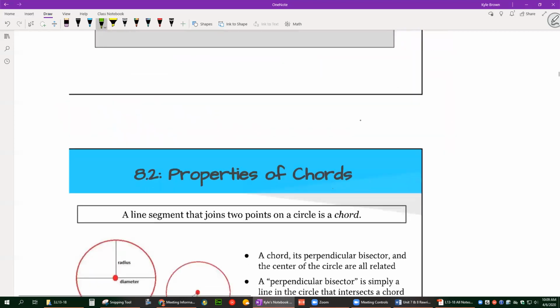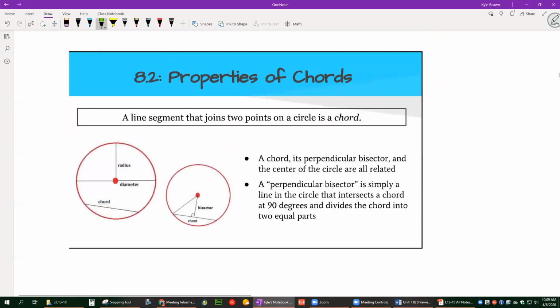All right, 8.2. Okay, so a few new terms here. A line segment that joins 2 points in a circle is a chord. So we're going to be using that word a lot, a chord. What a chord is would be something like this. Can you see down here? So you've got one side attached to one side of the circle, and it's attached to the other side of the circle over here, and there's a line that connects them. So that would be called a chord.